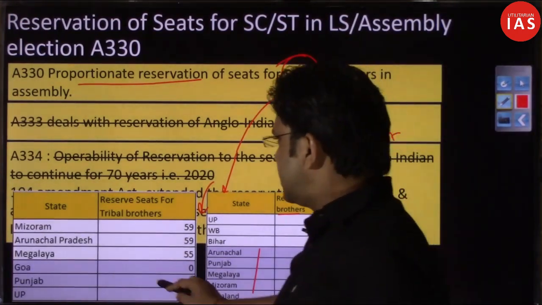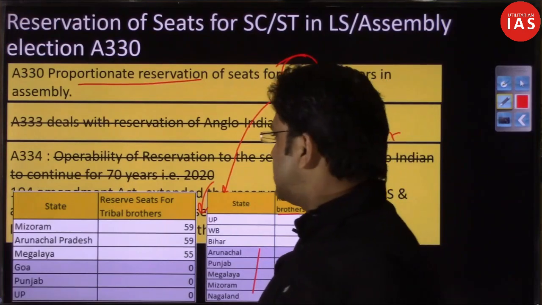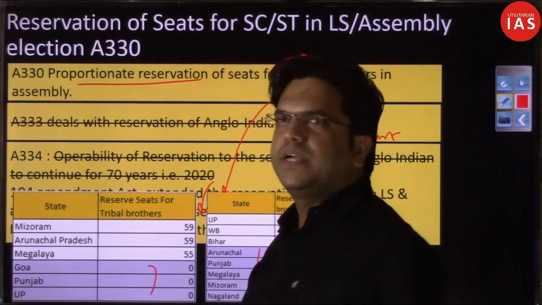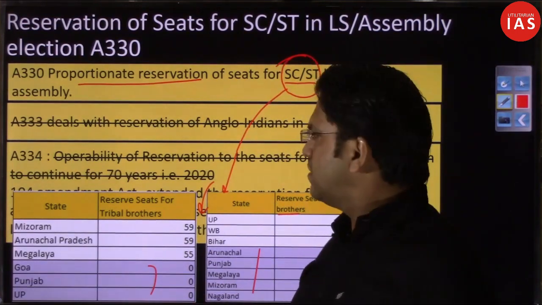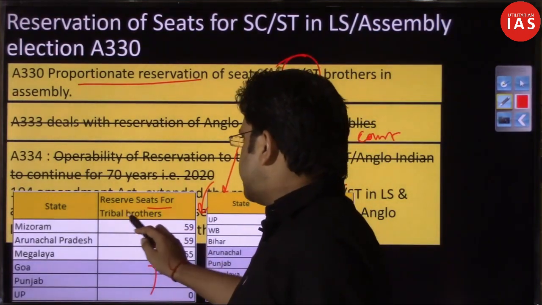Then there are certain states like Goa, Punjab, UP where they do not have a significant tribal population, and similarly they do not have any seat reserved for these ST tribal brothers.